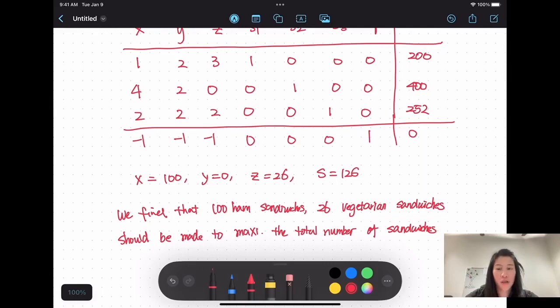Okay, so now I want to show you another example of how to set up the equations.